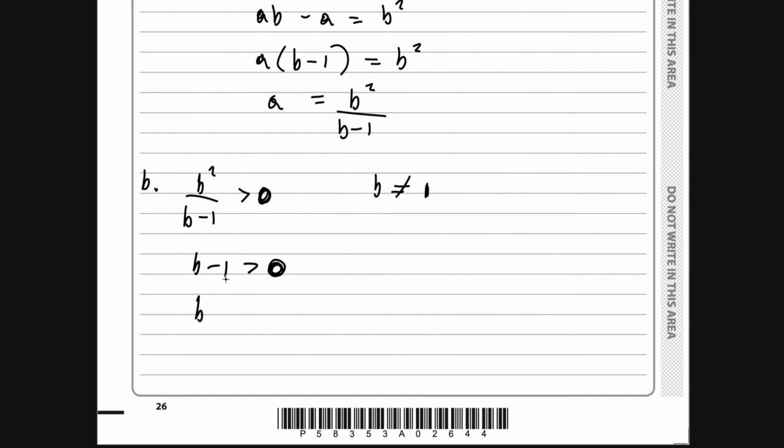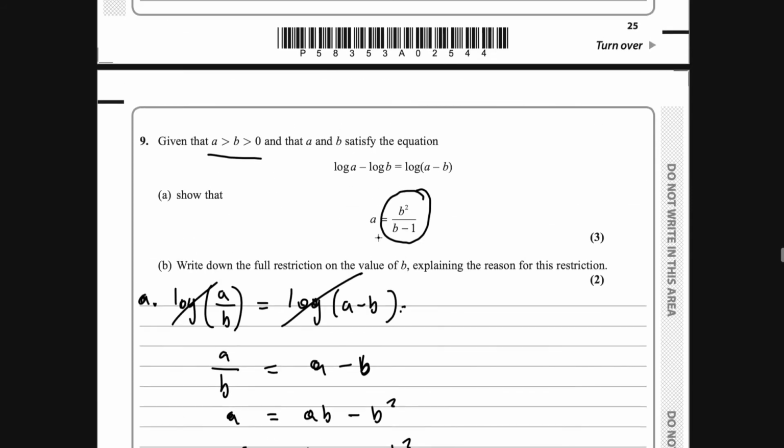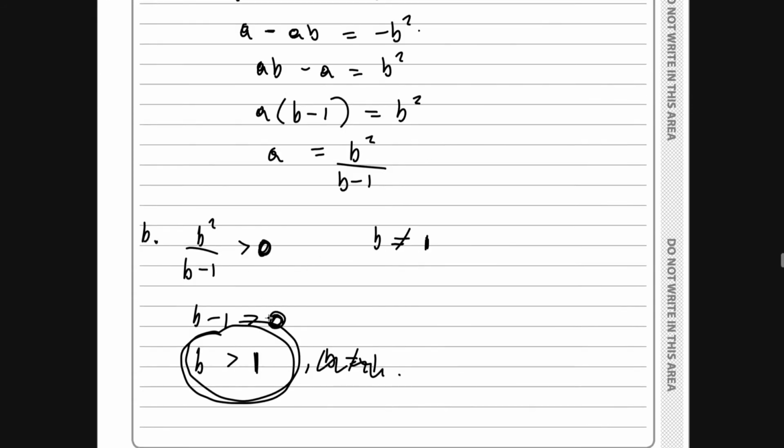And what we can do is take this 1 to the other side and discover that b has to be greater than 1. And that there, quite simply, leads us to the answer. If b cannot be 1, it's clear that b has to be greater than 1, and we can get rid of this and just describe this as the full set of restrictions on the value of b. So b can be anything greater than 1 in this case. And that there is the answer for question 9.